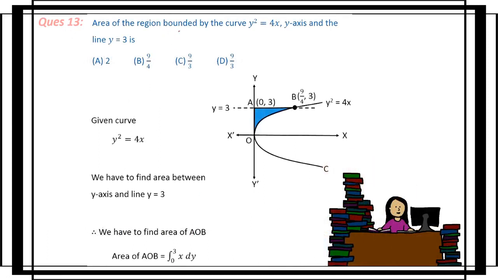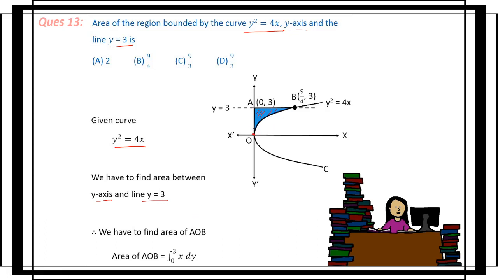Question number 13: area of the region bounded by the curve y square equal to 4x, again a parabola, the y axis and the line y equal to 3. So let's trace the curve first of all, y square equal to 4x, and they are saying the y axis and the line y equal to 3. Y equal to 3 is this, and this is the required shaded region that we have to find out, right? First of all, the given curve is this. We have to find the area between the y axis and the line y equal to 3. So we have to find this area of AOB, which is 0 to 3.